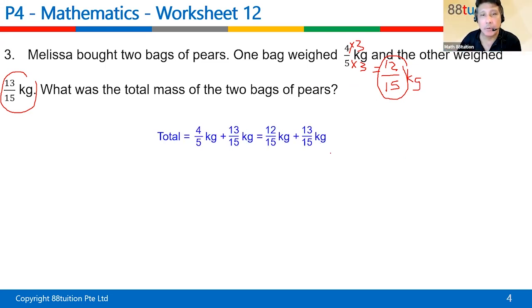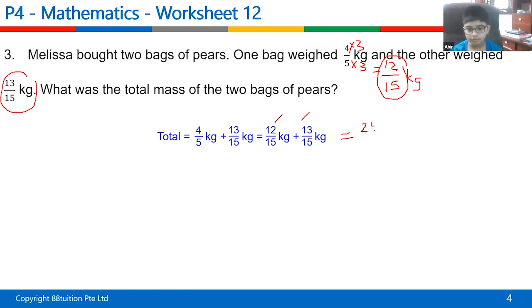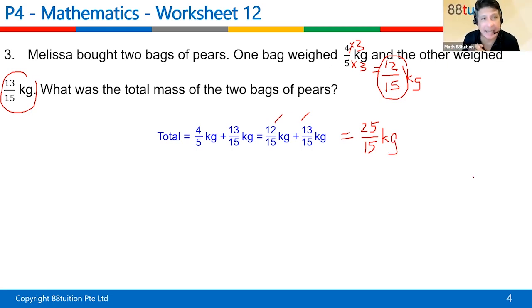So what happens when you add the 13 and the 12 out of 15? What do you get? 25 out of 15. What kind of fraction is this? Yes, it's an improper fraction, right? Now, did the question say to leave our answer in improper fraction? No. So when they do not say that, we cannot leave it like that. We must simplify it. So how do you simplify?